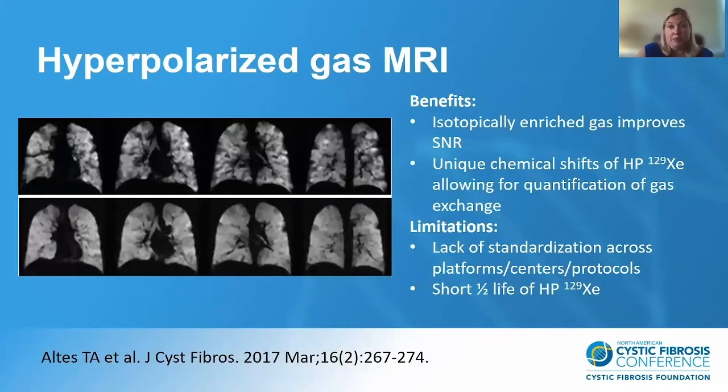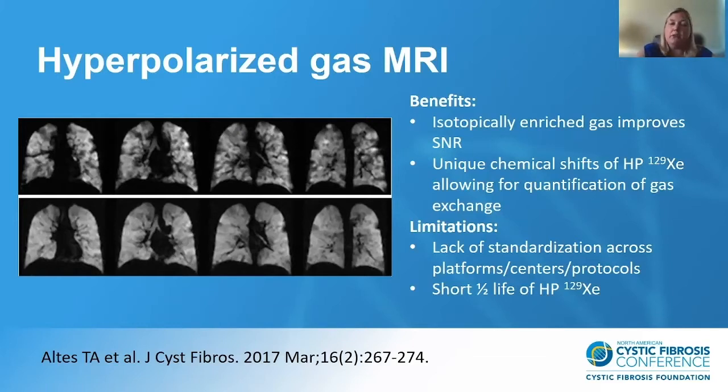But one of the most interesting and promising new technologies is actually hyperpolarized gas MRI. In this scenario, we use an inhaled contrast gas in order to highlight the lung spaces and be able to tell us information about both ventilation and structural lung disease. The benefit of hyperpolarized gas MRI is that using an isotopically enriched gas can improve the signal to noise ratio and allow you to detect disease better.